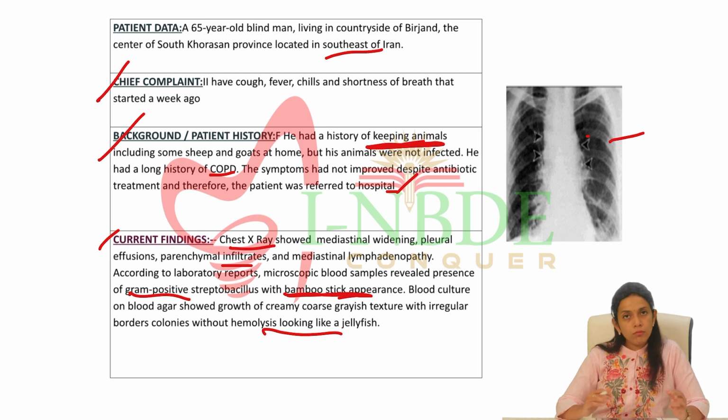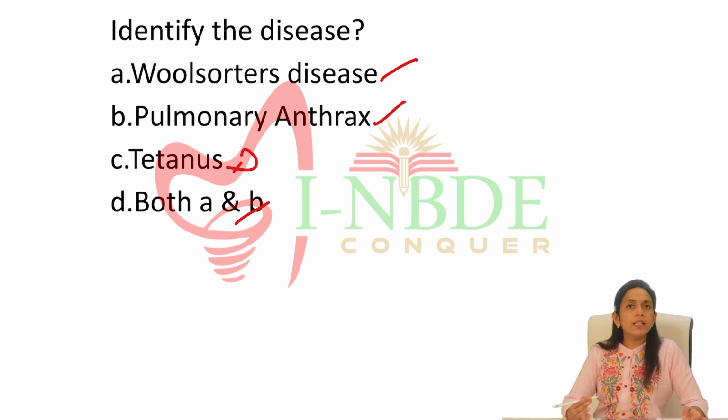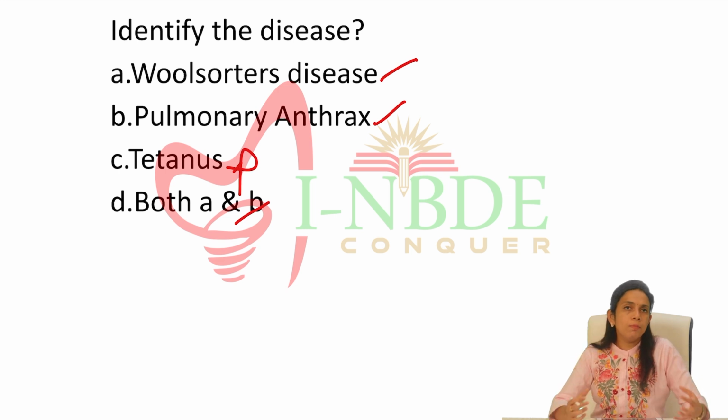Okay, so now let's go for the options and let's arrive at the answer. Identify the disease. The options given are woolsorters' disease, pulmonary anthrax, tetanus, and the fourth option is both A and B. So now it can't be tetanus, because in tetanus we definitely see rigidity, the lockjaw, rigid muscles and all that, right? So this can't be tetanus.